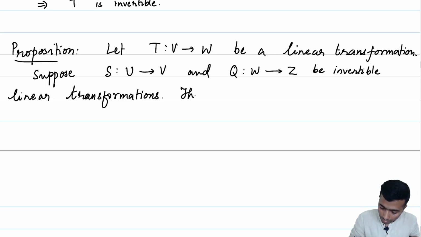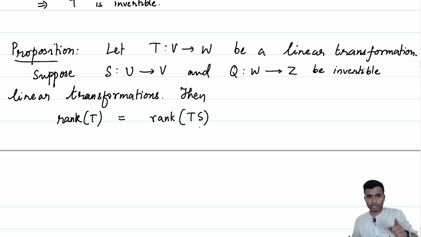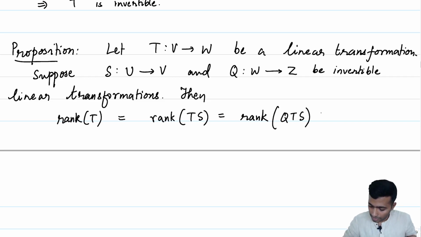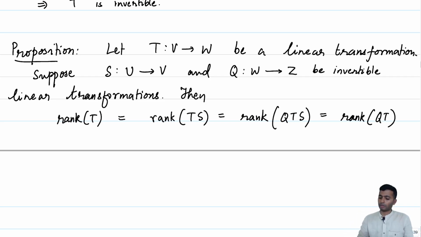Then the rank of T is equal to the rank of TS. Observe that S is a linear transformation from U to V and T is a linear transformation from V to W. So this is a linear transformation in particular from U to W. This is the same as the rank of QTS, which is the same as the rank of QT. So let us see.